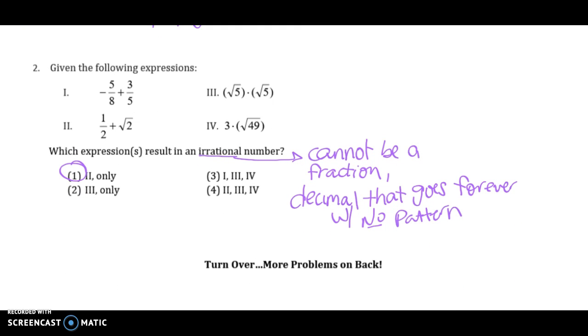And then number 2, you have to determine which of these expressions is an irrational number. So to be irrational means it goes on forever with no pattern. It cannot become a fraction. These are already fractions. Square root of 5 times the square root of 5, if you checked it in your calculator, is just 5. Again, that's rational. Square root of 49 is 7. 3 times 7 is 21. Also rational. The only thing that was not is this square root of 2. So answer 1 is it.